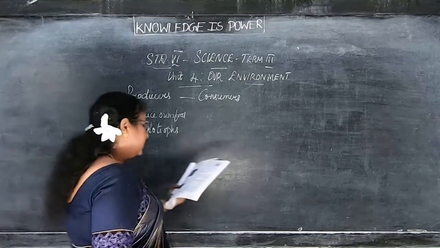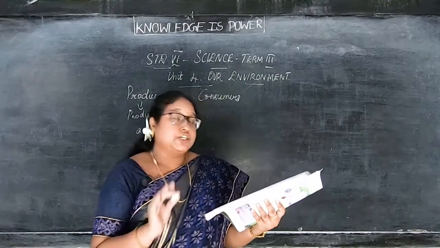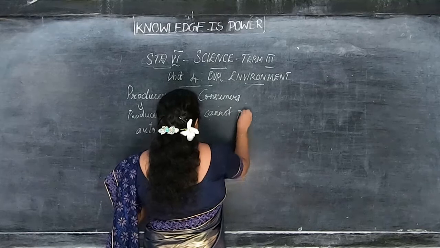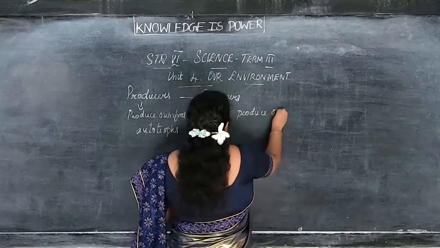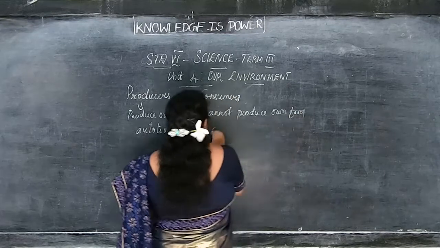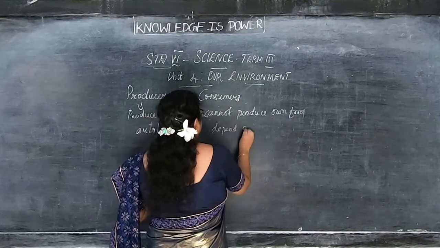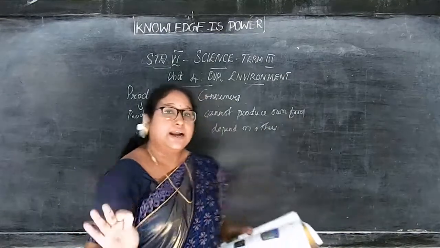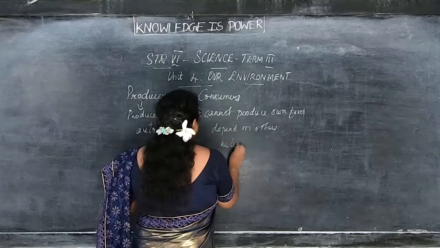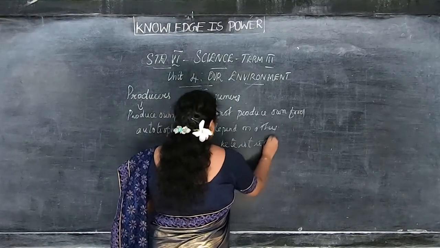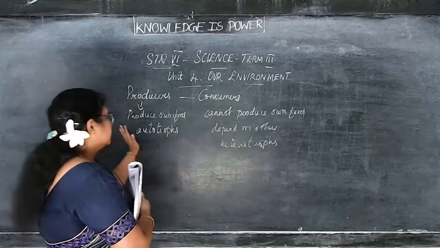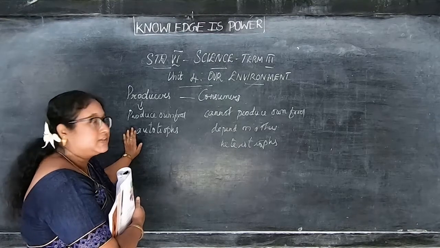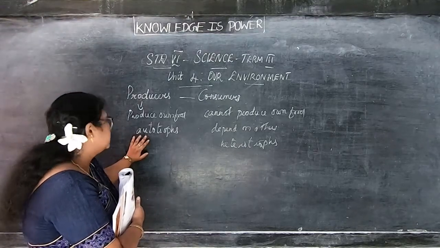Then we go to the consumers. Organisms which cannot produce their own food and depend on other organisms for food are called consumers, and they are otherwise called heterotrophs. So producers we say autotrophs, consumers heterotrophs. Okay children, now do you understand? Producers are those who produce their own food and do not depend on others, and another name for them is autotrophs.